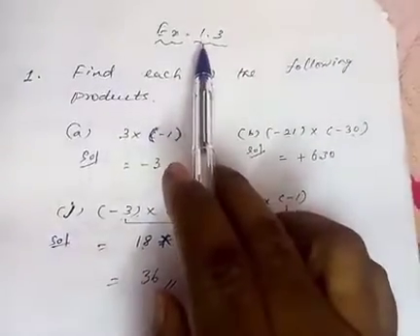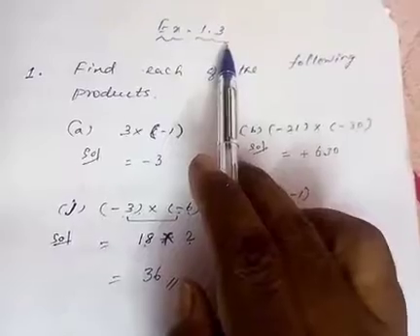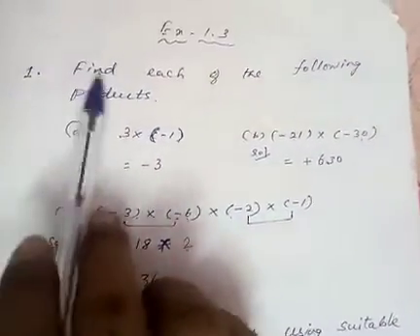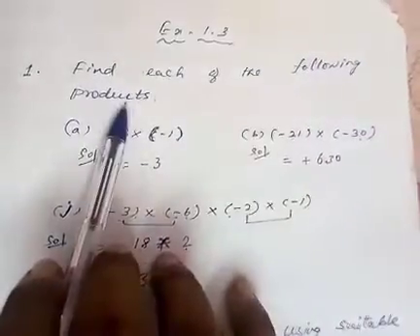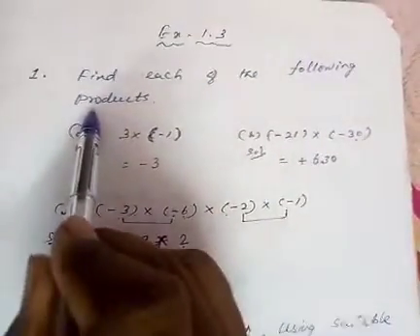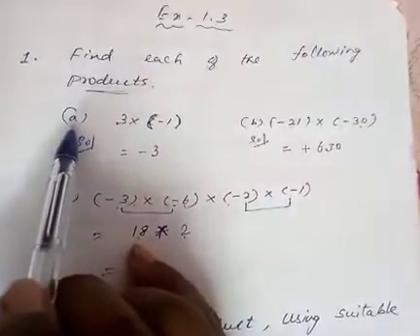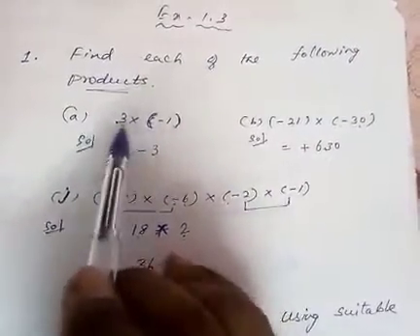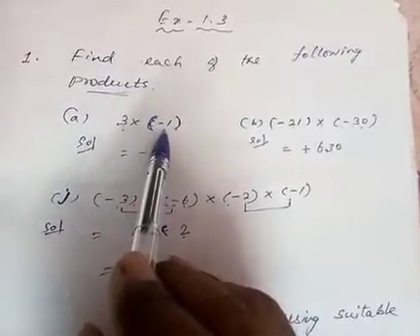The next is exercise 1.3. I will explain a few sums. Remaining sums, do it yourself. The first one: find each of the following products. Product means multiply. The first one is 3 into minus 1. Here one number is a positive integer and the other is a negative integer.